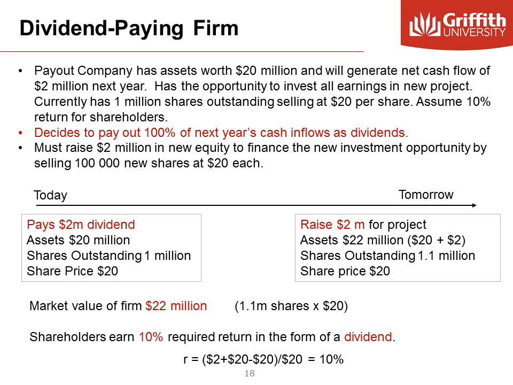For example, we have a firm called Payout, with assets worth $20 million and expected cash flows of $2 million next year. There is an opportunity to invest all these $2 million of cash flows in a project. Now it has 1 million shares outstanding at a value of $20 per share. The shareholders' required rate of return is 10%.